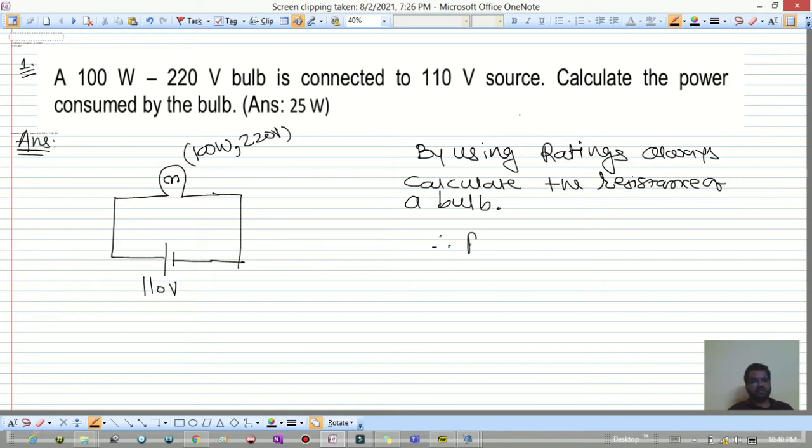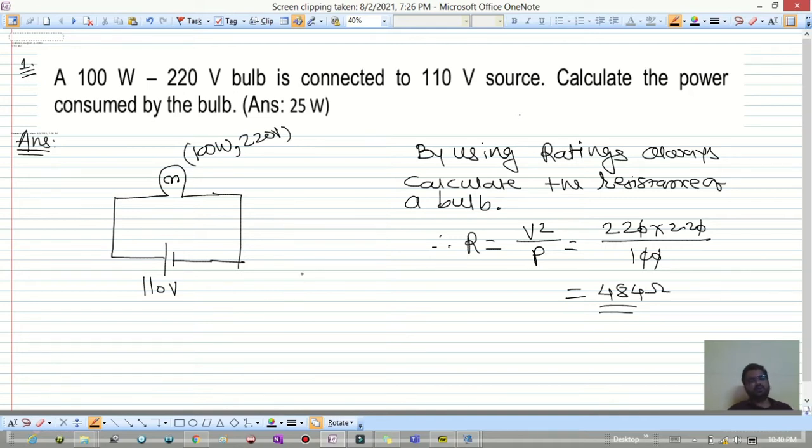So the resistance is equal to V square divided by P. So what is V square? 220 into 220 divided by 100. So these zeros get cancelled. We have 484 ohm as the resistance. Okay. Now we want the power consumed.